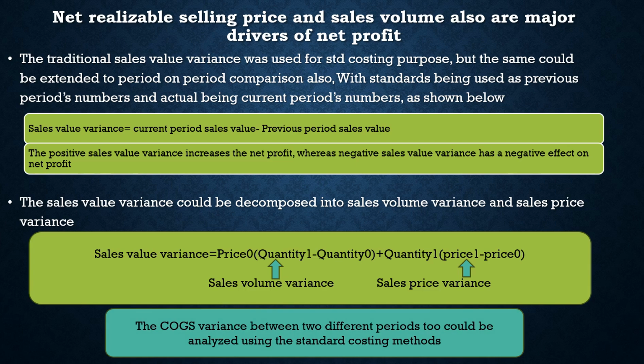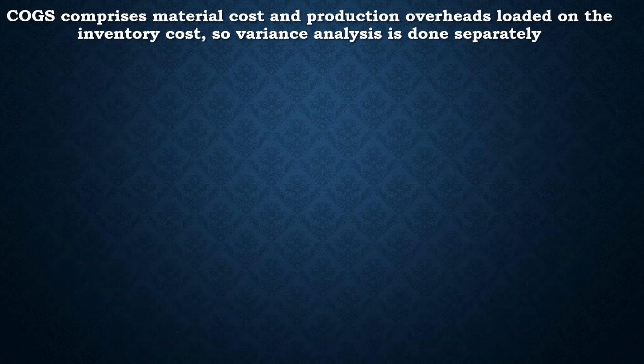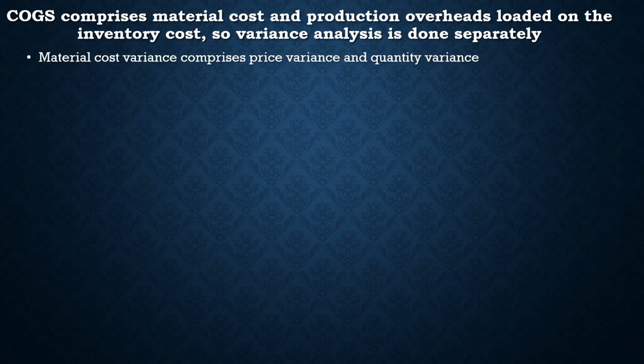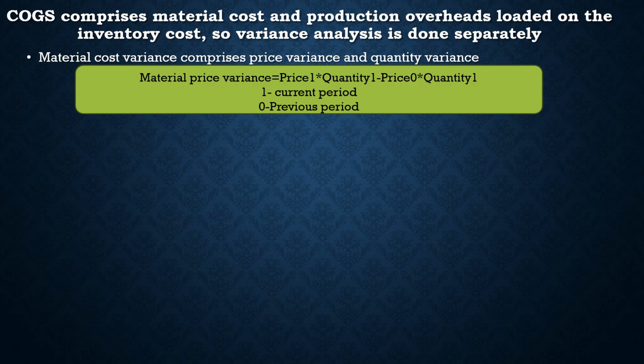The COGS variance between the two different periods too could be analyzed using the standard costing methods. COGS comprises material cost and production overheads loaded on the inventory cost. So variance analysis is done separately. Material cost variance analysis comprises price variance and quantity variance. Material price variance is equal to price 1 into quantity 1 minus price 0 into quantity 1.